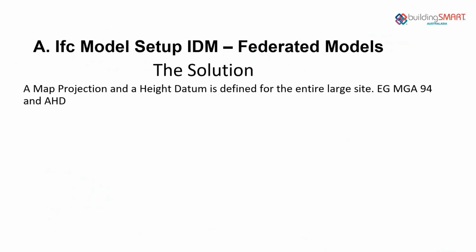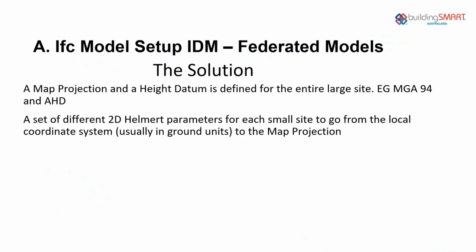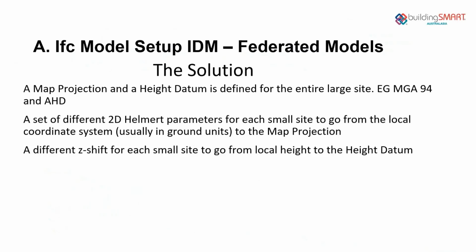So basically what they've come up with in version 4.1 is information about map projections, height datums and things that you use for the whole site, and also giving you the 2D Helmert parameters for each small set, so you can use a 2D Helmert to bring it into our FGA coordinates. But that should be done for each individual site. And there's potentially a Z shift, because most of us use a height datum like AHD, but on building sites they often just measure from the floor level. So there's possibly a Z shift comes in as well.